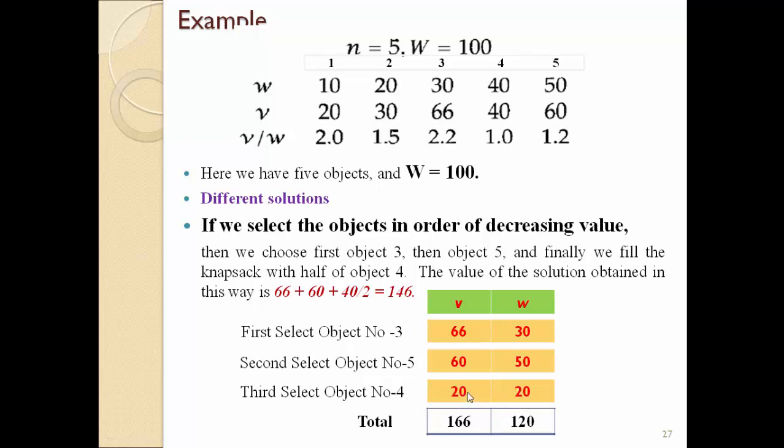Here weight will be 20. It means that half of the object we are using to fill the knapsack, and total value of knapsack will be 146 and the total weight will be 100. So this is the answer here. In this case, when we fill our knapsack in order of decreasing value, at that time maximum value of the knapsack will be 146, that you need to retain.